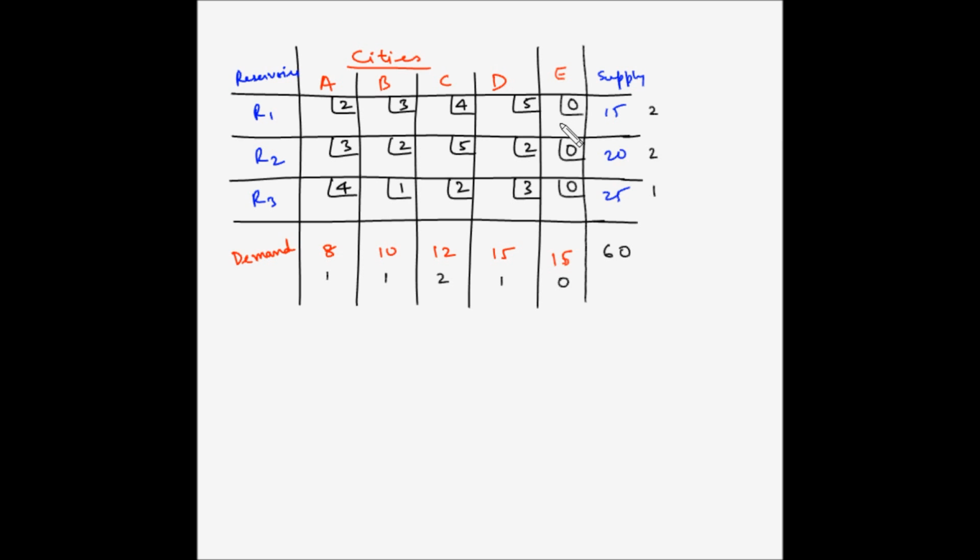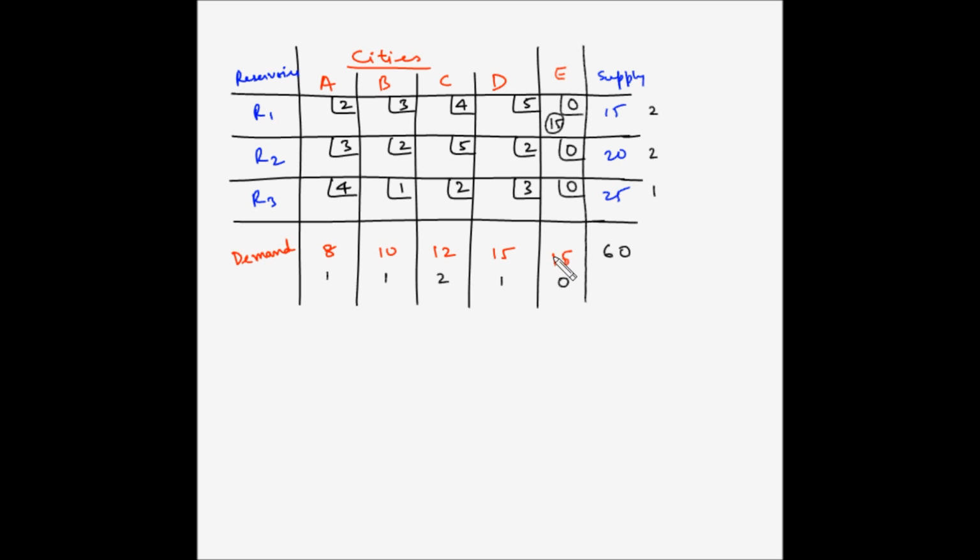Now after selecting the row or column, the next step is to allocate the maximum number of units to the square with the minimum cost in the selected row or column. So that square is R1E. Now let's evaluate the supply and demand situation. So E has a demand of 15 while R1 has a supply capacity of 15. So the maximum we can allocate here is 15.